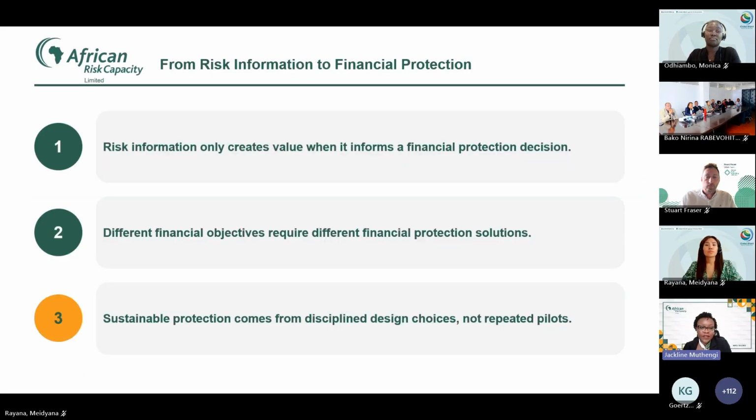As you can see from these 2 case studies, with risk analytics, it can be used to design different types of products tailored to the different types of client and different types of purpose. So risk information is key, and it can be tailored. And for us to have a sustainable protection, we have to have disciplined design choices. And it's not just one party, it's across the full value chain.